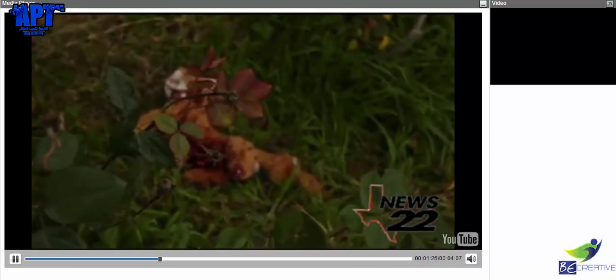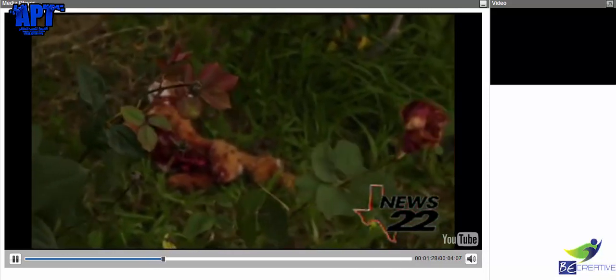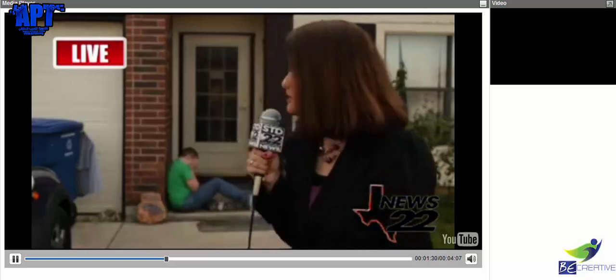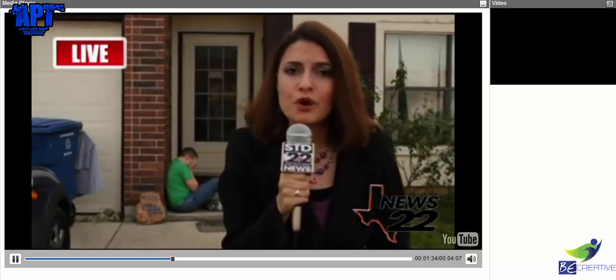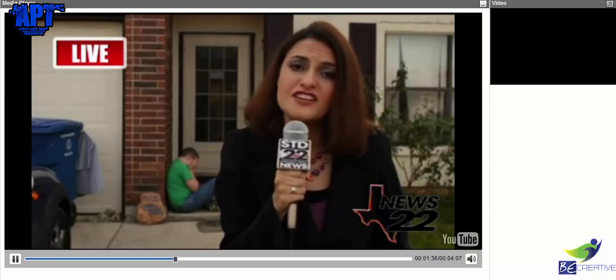As you can see here, the dead cat mauled by the ferocious dog. And just behind me, the child who sits crying, broken-hearted, over the loss of his best friend.